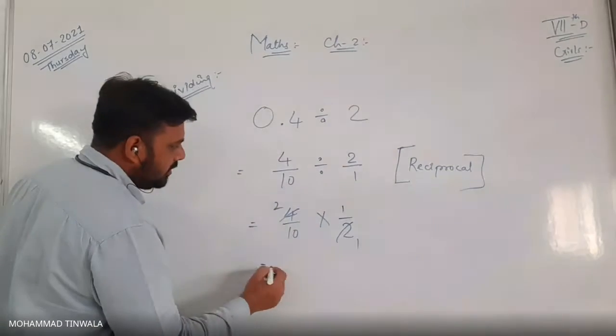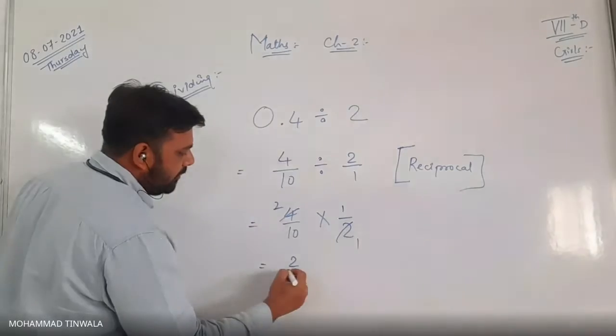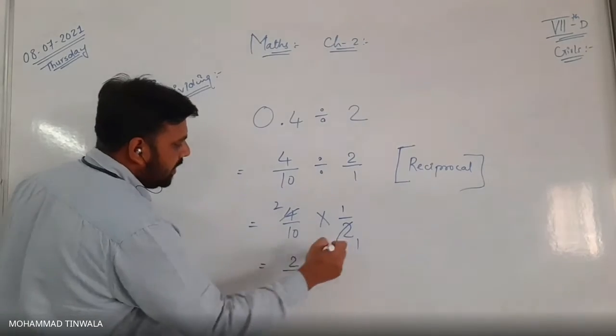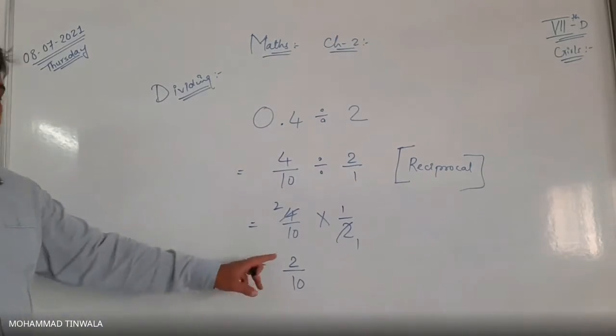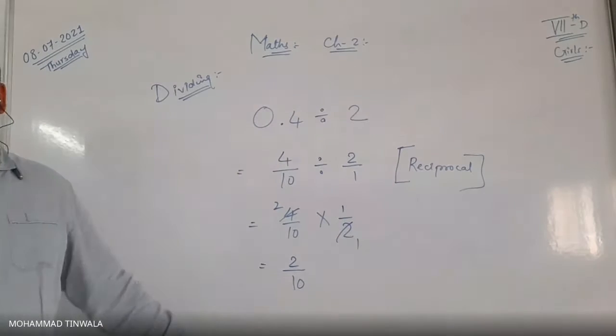So 2 ones are 2, 2 twos are 4, and 10 into 1 is 10. So 2 upon 10 we got as our answer.